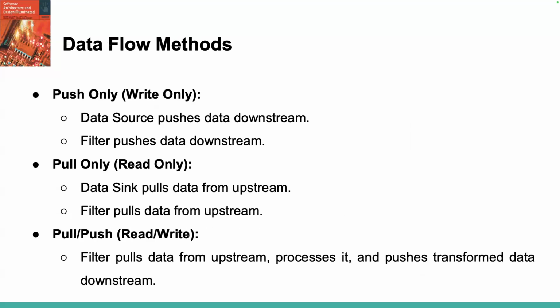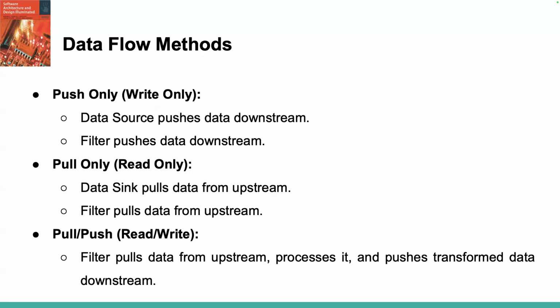There are three primary ways in which data flows through filters in this architecture. 1. Push-only, write-only. In this method, the data source pushes data downstream to the filters, which then transform and push the data to the next filter or data sink. This is a unidirectional flow where data is always moving forward.